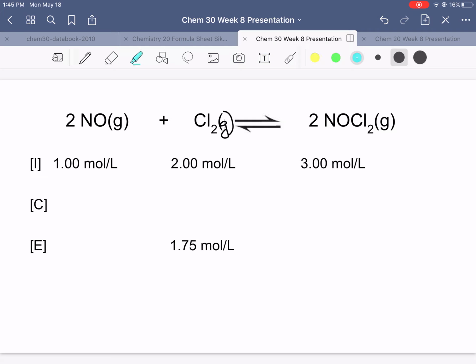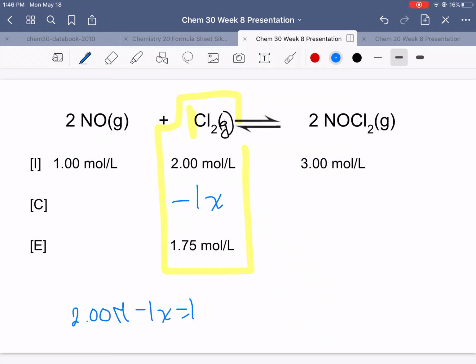Now, as always, we're going to have one of them that we can analyze. And in this case, it's the chlorine gas. I know how it begins initially, and I know how it finishes. This is already balanced. Because of the number difference, I see 2 to 1.75. That means it's going down, so it's going to be a minus. And the coefficient in front is 1, so it's going to go down by a factor of 1. Minus 1x. Determine what x is. 2.00 molarity minus 1x will give us 1.75 molarity. Oh, that's easy math again, guys. X is equal to 0.25 moles per liter.